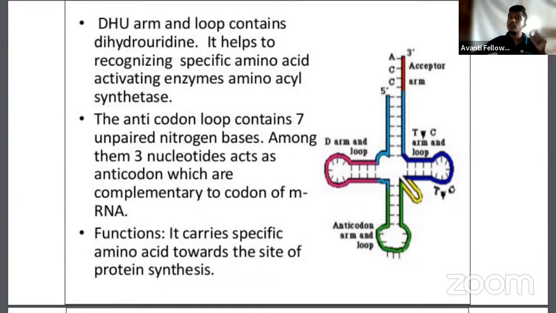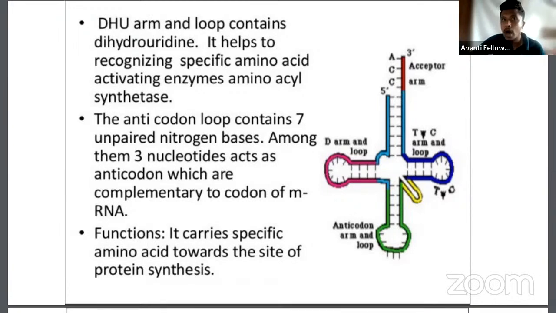So now, how does the tRNA recognize which amino acid it has to carry according to the codes it has? For that, the DHU arm helps in sticking onto the specific amino acid. And also, how does it bring the amino acid? For this we have a separate process called charging of tRNA, or amino acylation of tRNA.